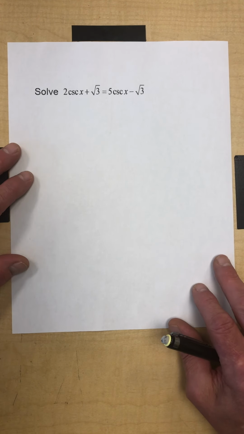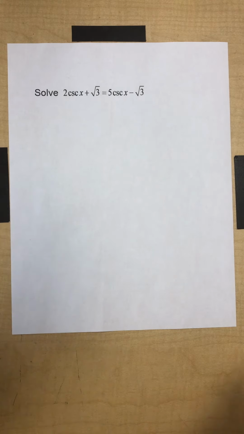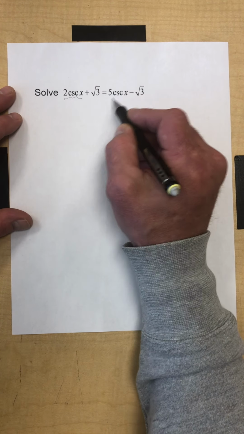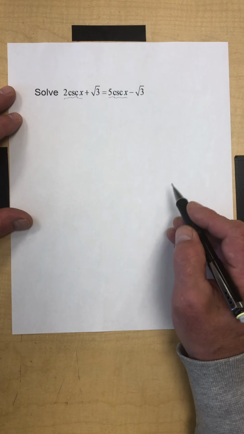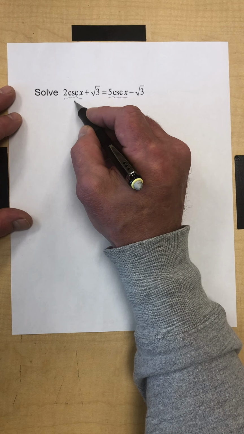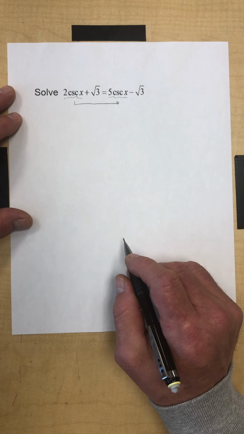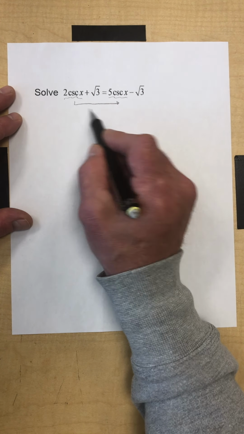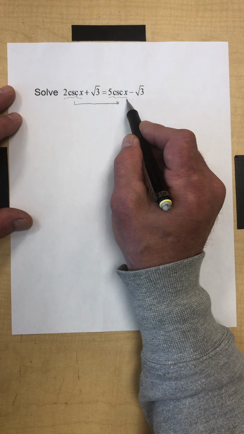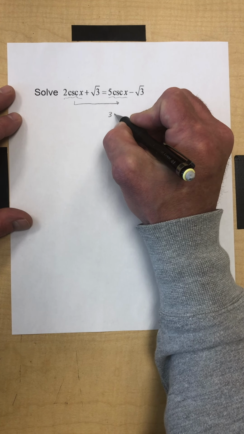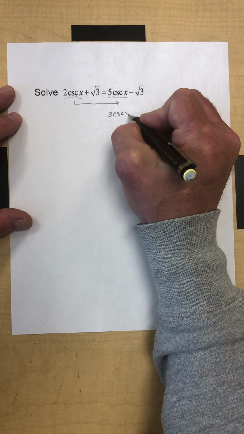All right. How about we try one of these guys with cosecant? Let's see. I've got this guy here and I've got that guy there. Let's get them together. So I'm going to bring this guy over so that my coefficient stays positive. So I bring that guy over, so 5 cosecant of x minus 2 cosecant of x, I'm going to get 3 cosecant of x.